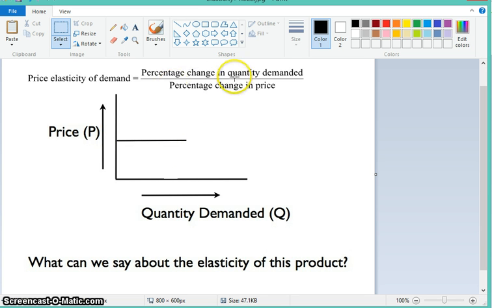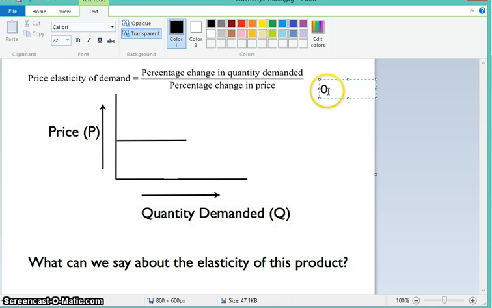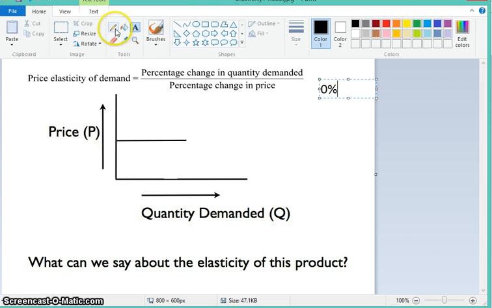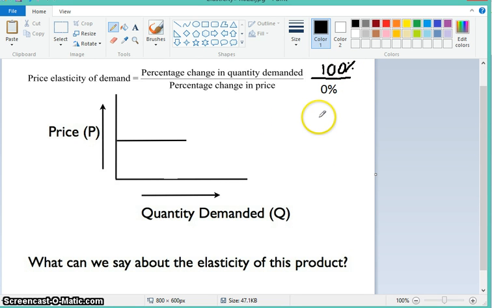So here you see the percentage change in quantity demanded. Well, actually, let me do this. Percentage change in price. What's going on with the percentage change in price here? We're at a whopping 0% again. And again, it doesn't matter what the percentage change in quantity demanded is, because it can be 1%, it could be 100%. Anything divided by 0 gets you what? An error on your calculator, or it's unknown.